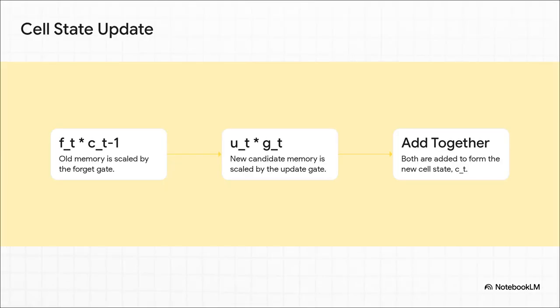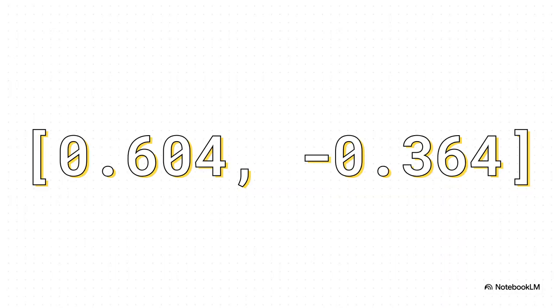Now it's time to put it all together. The update itself happens in two main parts. First, we multiply the old memory by our forget vector. You can see how that scales down the old information, right? Second, we multiply the new candidate memory by our update vector to decide how much new stuff we're going to add. And then we just add those two results together. That's it. And there it is, the result of all that work. This is our brand new long-term memory.